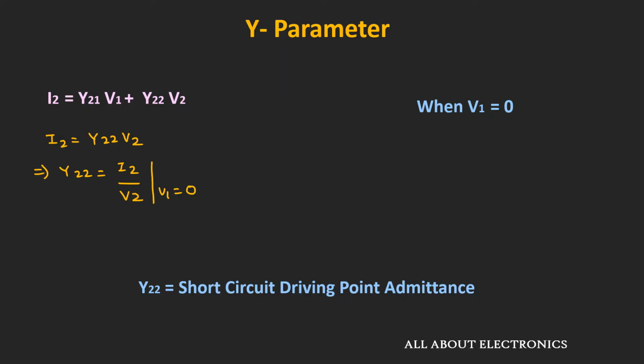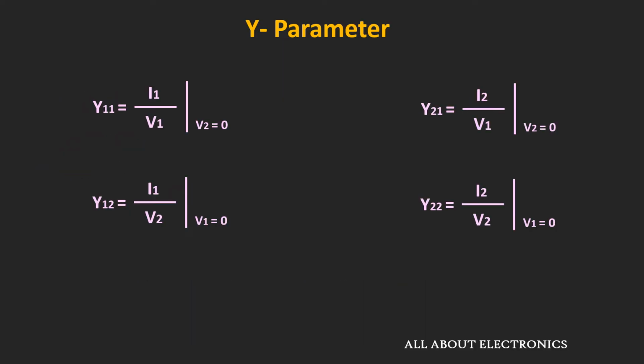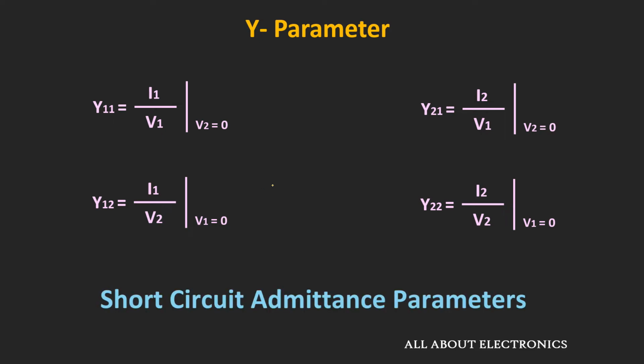And here is the representation of all 4 parameters. As you can see, all the parameters have the unit of admittance. And while finding all these parameters, either input or output port is short circuited. So these Y parameters are also known as the short circuit admittance parameters.